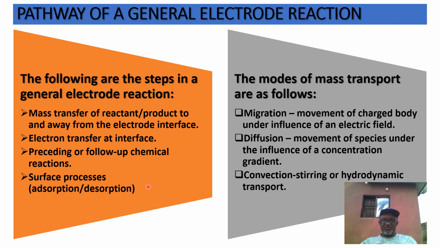Pathway of a general electrode reaction. We'll use a diagram to explain all these things we'll write in here. We'll have mass transfer of the reactant and product to and away from the electrode surface, electron transfer at the interface, preceding or follow-up chemical reaction, surface processes, the adsorption and desorption we have said. Of course, the modes of mass transfer are as follows. It can be migration, it can be diffusion, it can be convection.